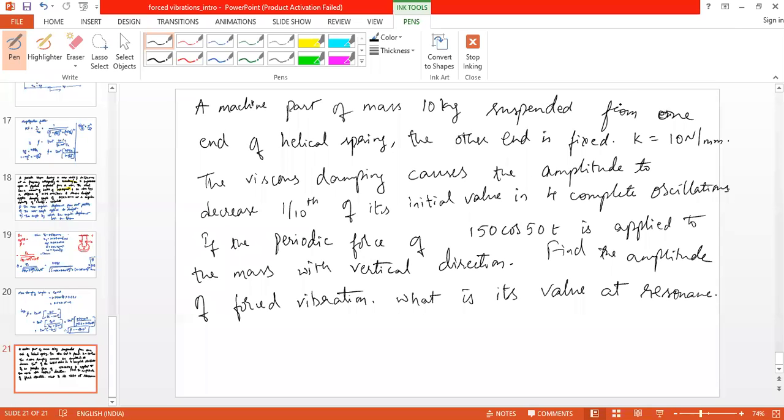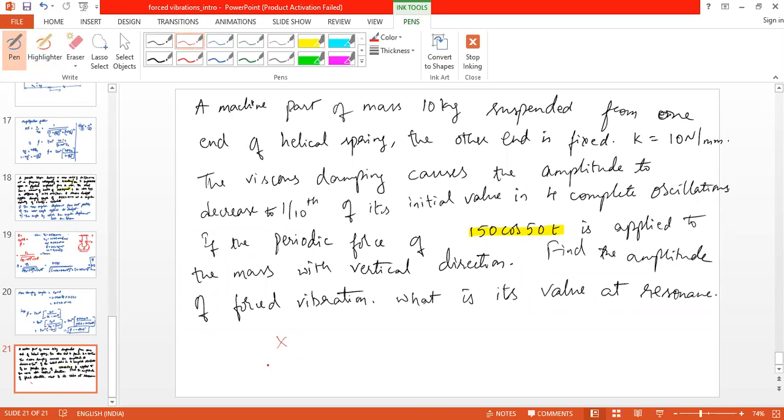A machine part of mass 10 kg is suspended from one end of a helical spring and the other end is fixed. The stiffness of the spring is 10 Newton per mm. There is viscous damping which causes the amplitude to decrease to 1/10 of its initial value in 4 complete oscillations. If a periodic force of 150 cos 50t is applied to the mass in the vertical direction, find the amplitude of forced vibration.